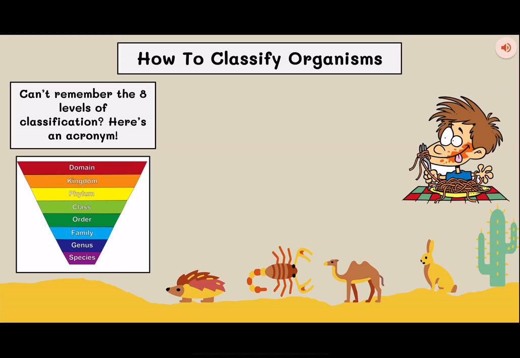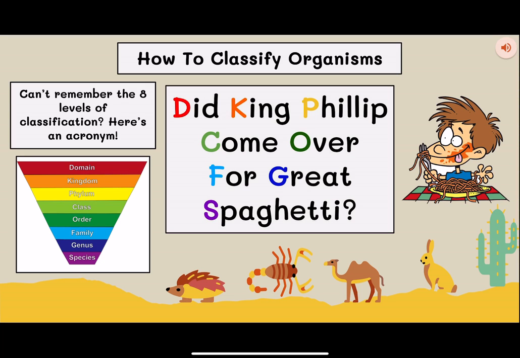Because there are 8 levels of classification, it may be difficult to remember all of them in their order. Here is an acronym to help you remember the 8 levels of classification: domain, kingdom, phylum, class, order, family, genus, and species can be remembered with the acronym. Did King Philip come over for great spaghetti? This lists all 8 levels of classification in order from most broad to most specific.